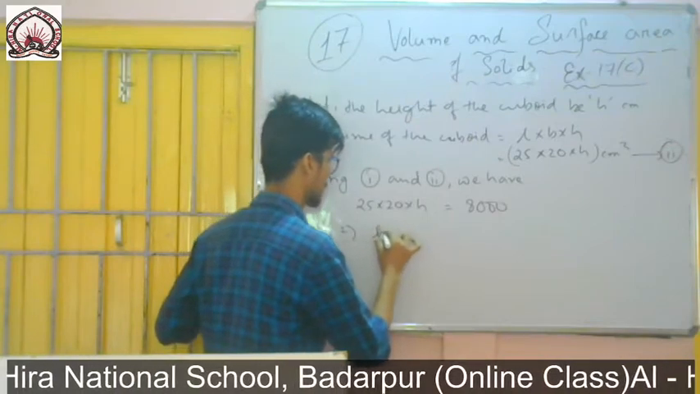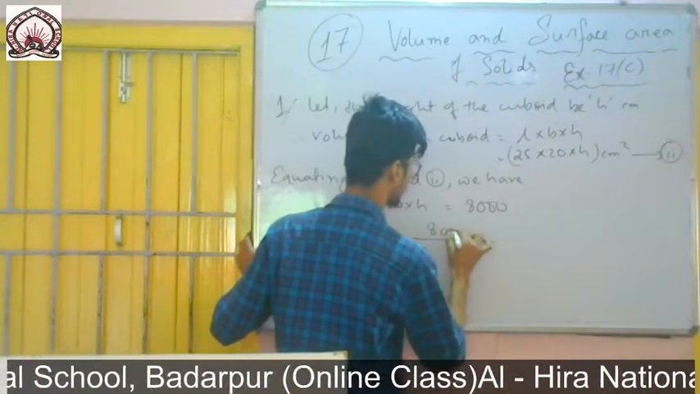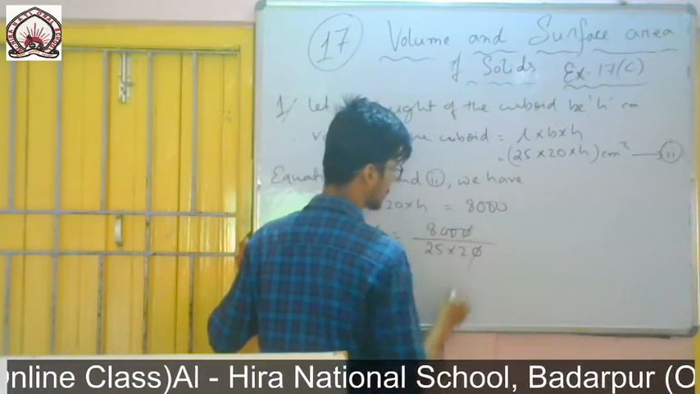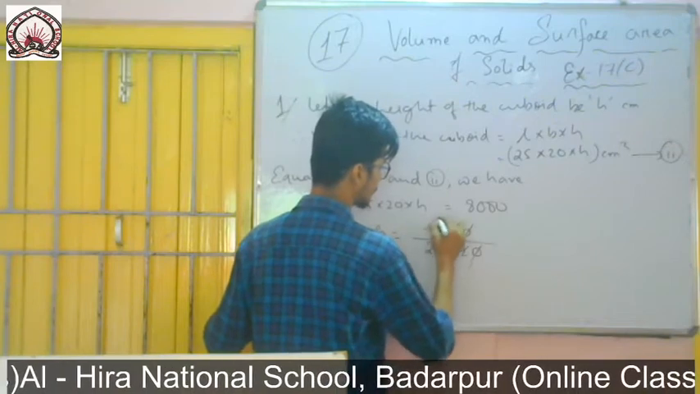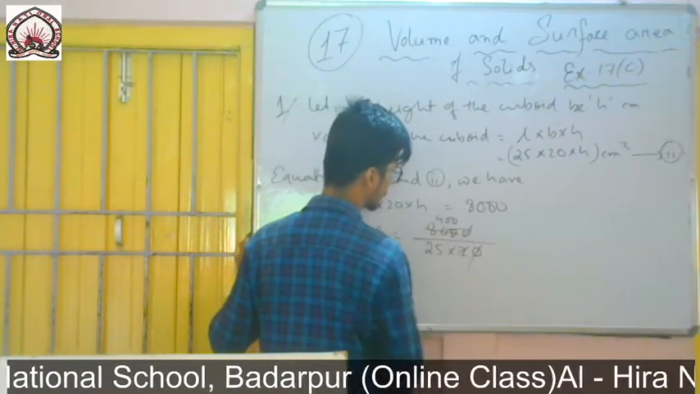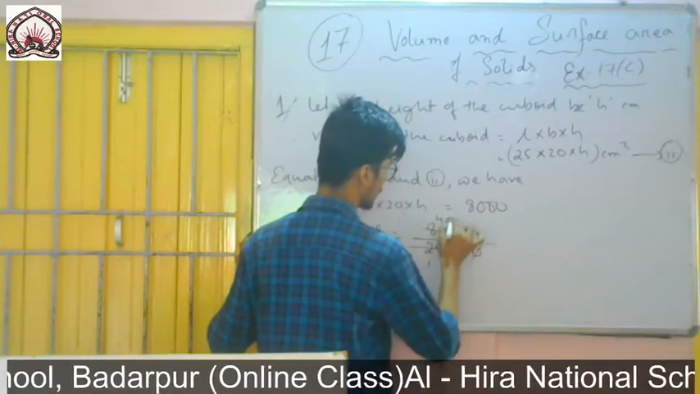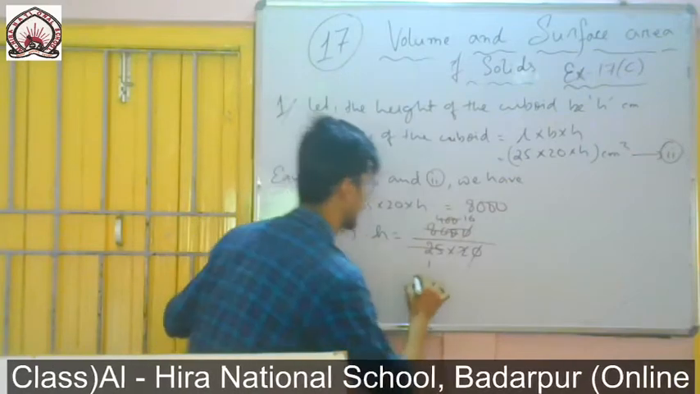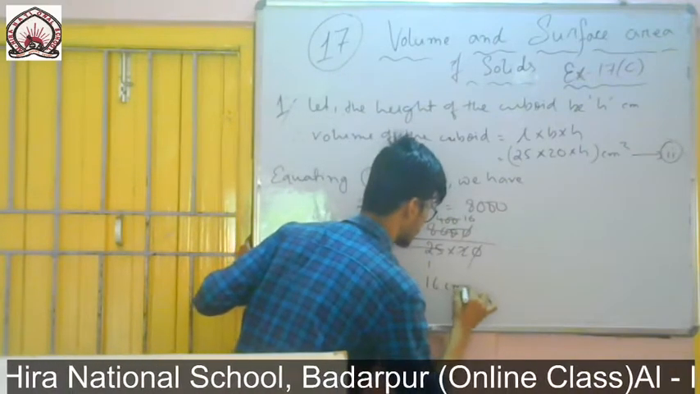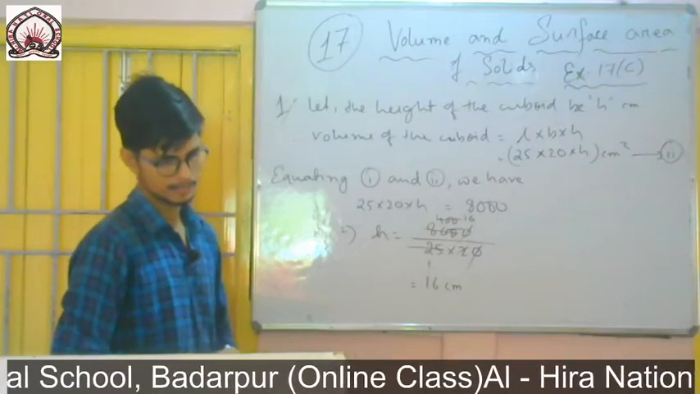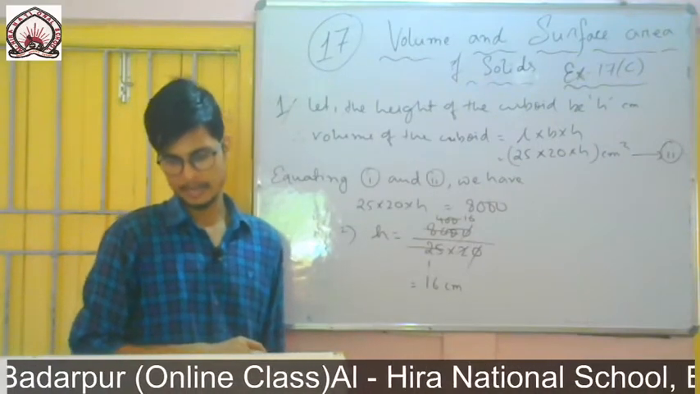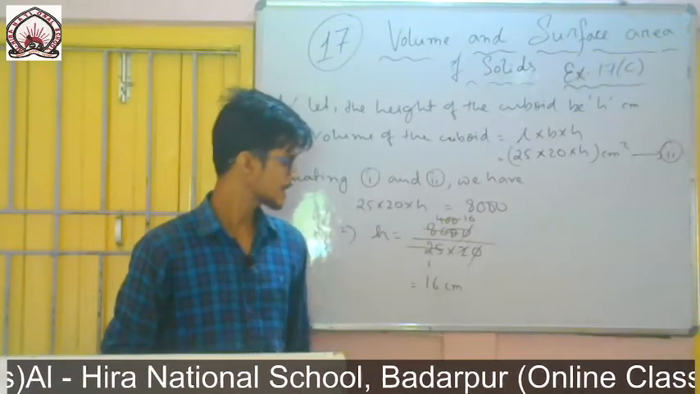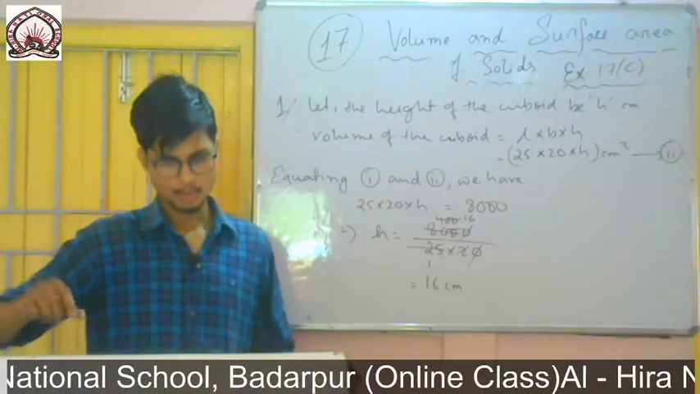Implies height will be equal to 8000 upon 25 into 20. 10 cancels with 2, 2 4s are 8, then double 0, and with 25, if I cancel, 25 1s are 25, 25 16s are 400. That means height will be 16 centimeter. So therefore, you write the last line, the height of the cuboid is 16 centimeter. Hope you understood this one.